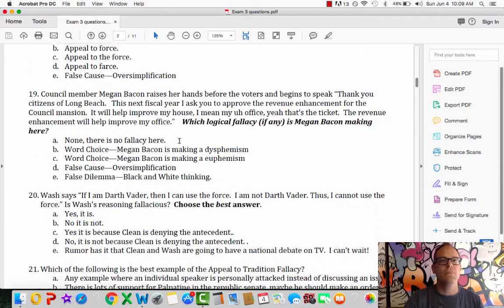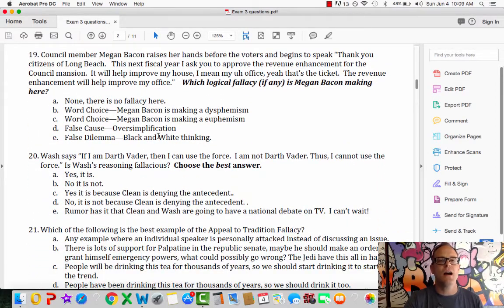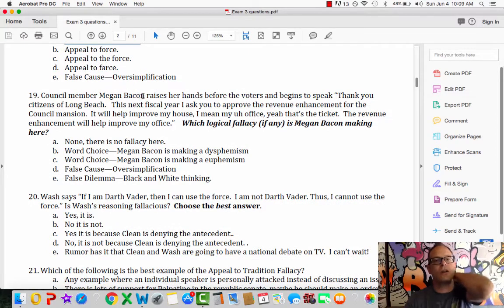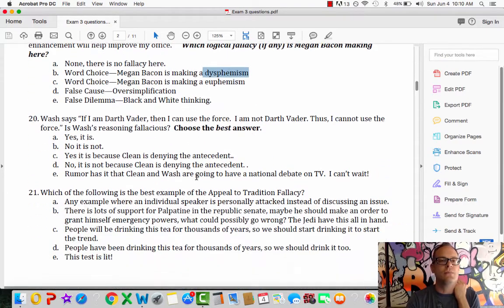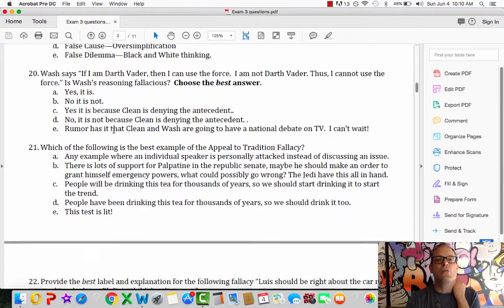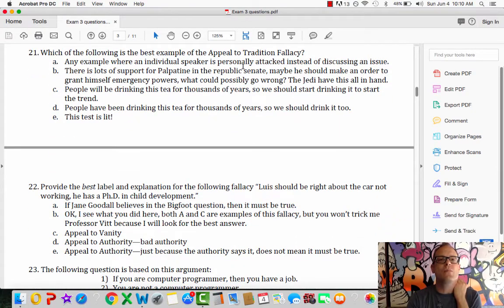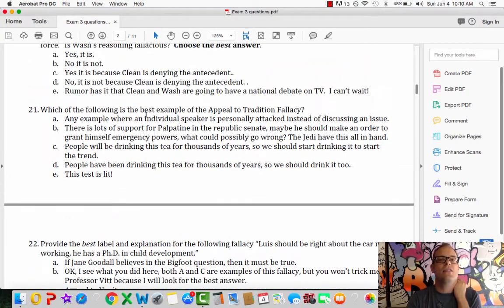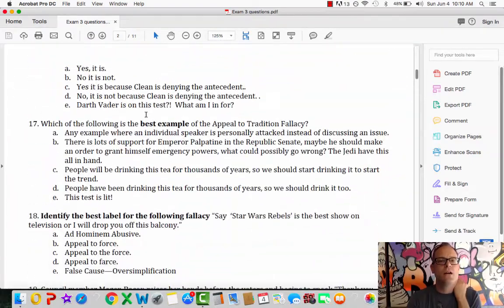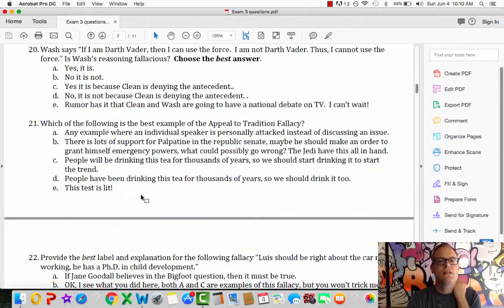Right? Okay. Number 19. This is with regard to Megan Bacon. Here, Megan Bacon is trying to manipulate folks, and she's doing so using a word choice fallacy. So I leave it up to you. You would need to know the difference between dysphemism and euphemism there, and those are available on your study sheet. All right. Number 20 is a repeat. 21, best example of appeal to tradition. Again, this is very similar to an early option we had here, number 17.